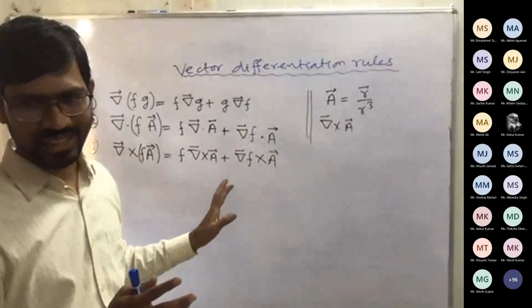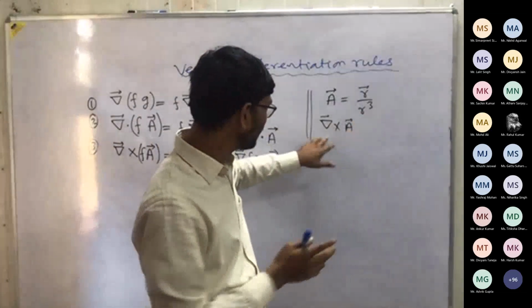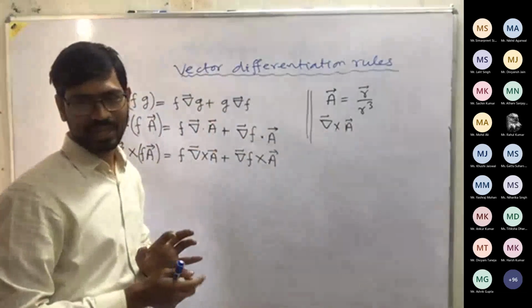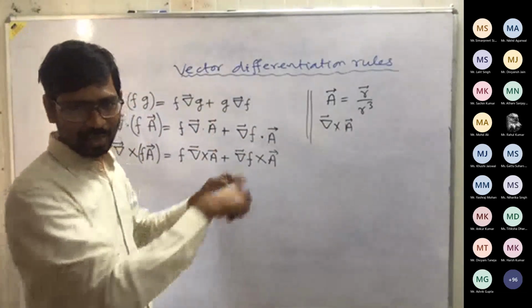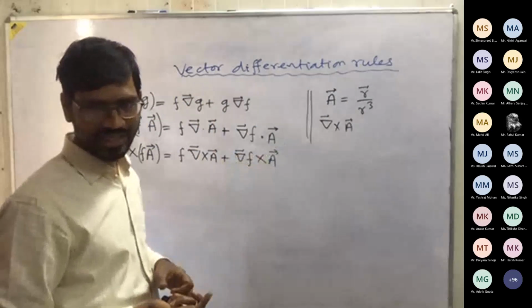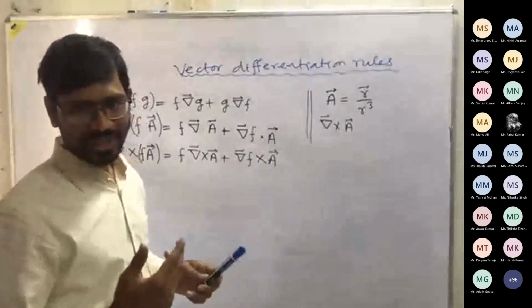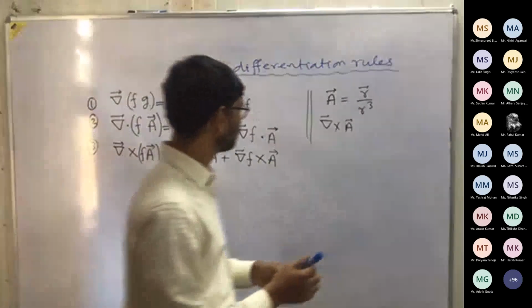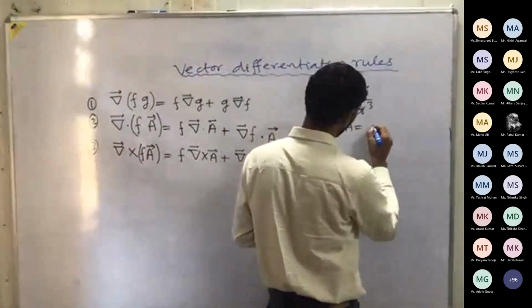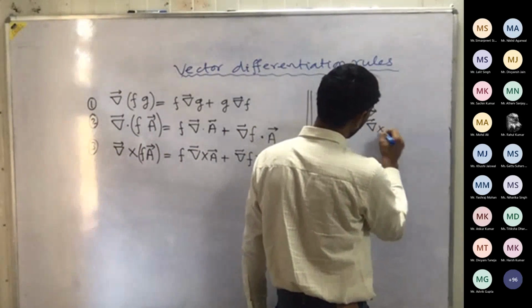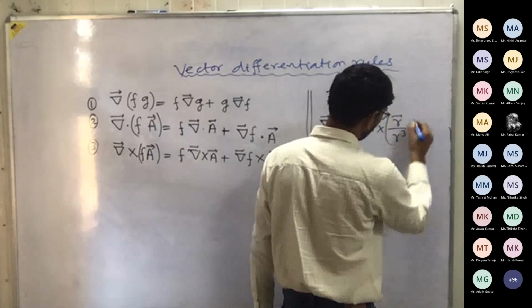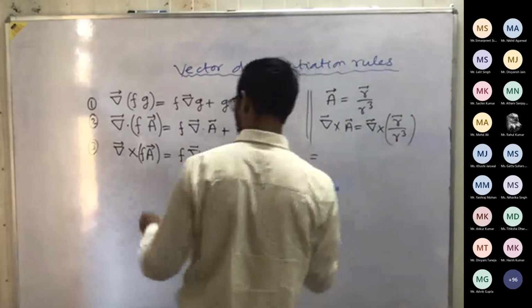If you put in all the values and expand, because curl has these 3 big terms, of course you will get the correct answer. But let me apply this formula. So then we have curl of r vector by r cube. Now you apply this formula.